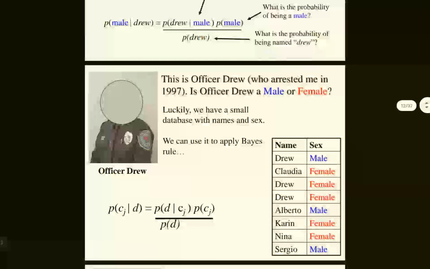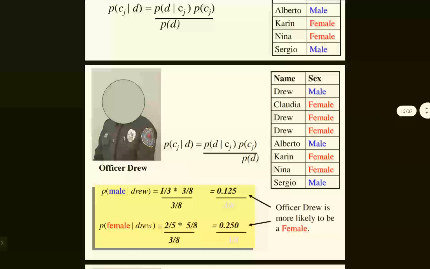According to male, how many times is Drew present in our database? Just check here: Drew as a male, just check the count. Drew as male is present only one time. That's why the probability of Drew given male is 1 divided by the total number of males. This is the probability actually.